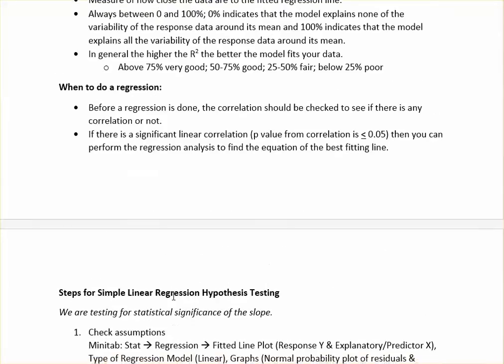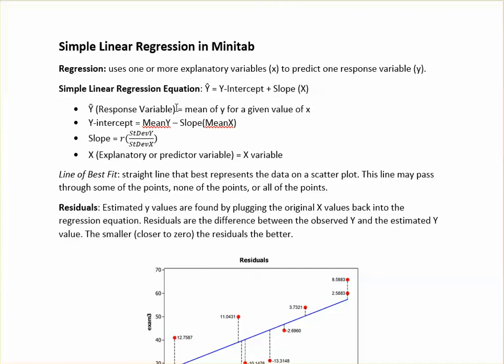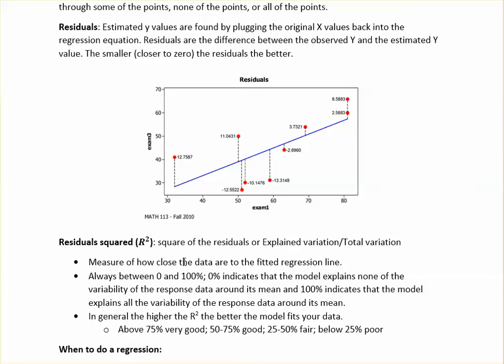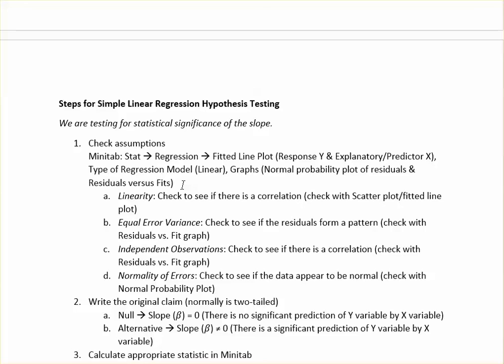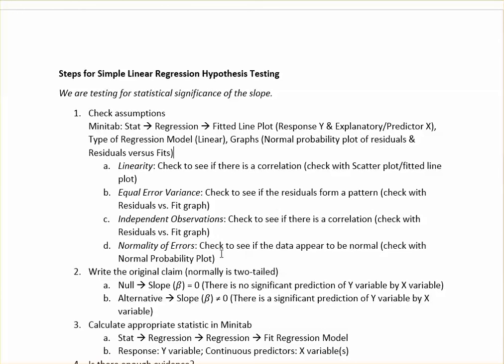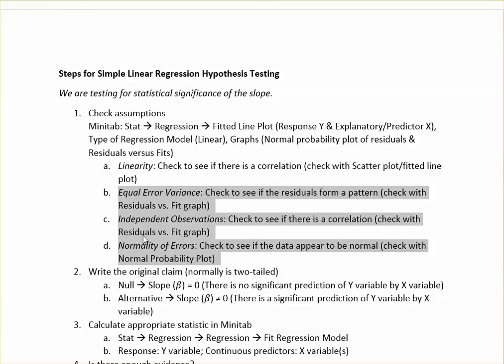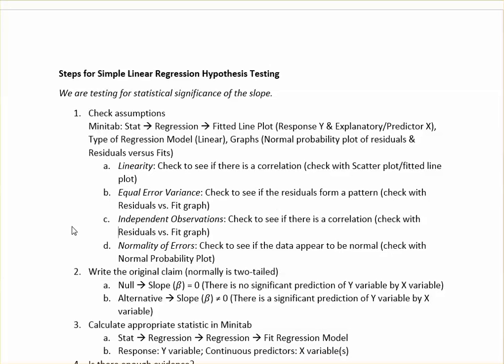So that's just brief information about doing simple linear regression in Minitab, and the residuals. So why do we want the residuals? The big thing is the R-squared here, which tells us how good the fit is. But then also we have our normal probability plot of residuals and residuals versus fit, and those are two different graphs we're going to be using. We're using residuals to check these three things to see if we can use the linear regression. So that's where the residuals come in.